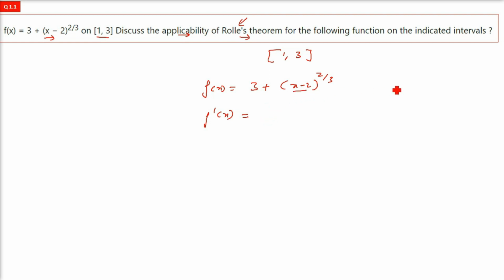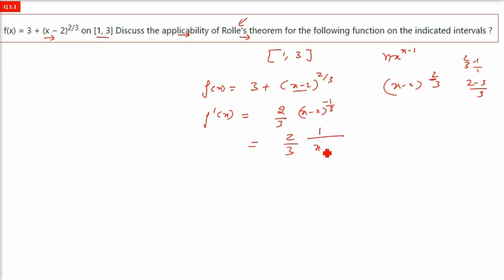But in this question it's very evident that when we take f'(x), using x to the power n minus 1, what do we get? 2 by 3, the 3 goes to 0, so 2/3 (x - 2)^(2/3 - 1). That is (2 - 3)/3, that is minus 1/3. So x minus 2 has the power negative 1/3. So I have differentiated it, and this x minus 2 comes to the denominator.